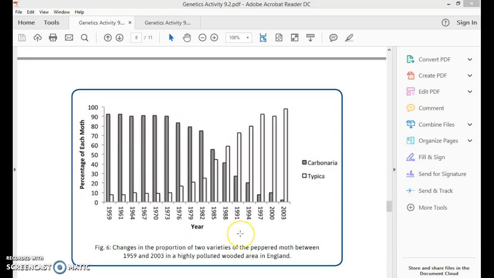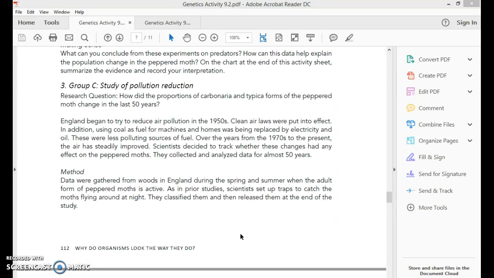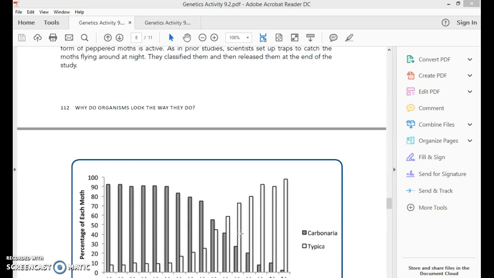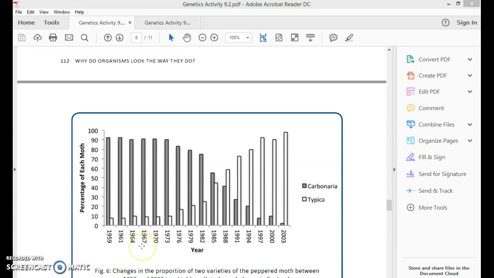But now this is fast forwarding ahead in the future, and it's saying after the Clean Air Act was put in place, they noticed that the Typica started to rise again, and hopefully you're saying in your making sense side that there seems to be a connection between how polluted the air is and the proportion of Carbonaria to Typica. The more polluted the air is, the more Carbonaria there are, and as the air improves, the more Typica there are.